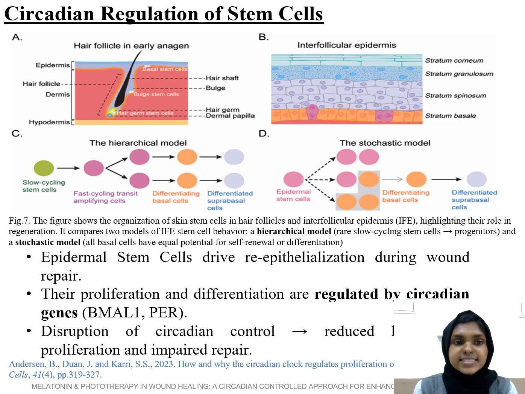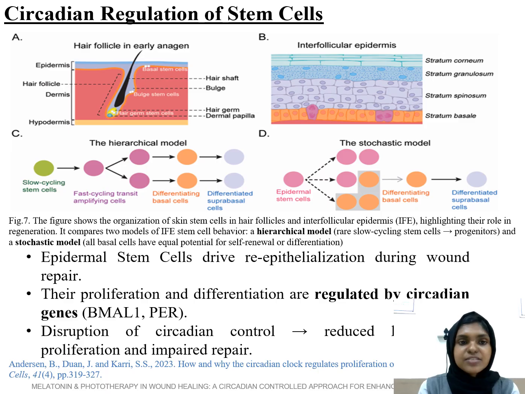Then move on to the next slide, circadian regulation of stem cells. This figure shows how circadian rhythm is regulated in the stem cells. Epidermal stem cells drive reepithelialization during wound repair. Their proliferation and differentiation are regulated by circadian genes, that is BMAL1 and PER. Then disruption of circadian control reduces cell proliferation and impairs repair.